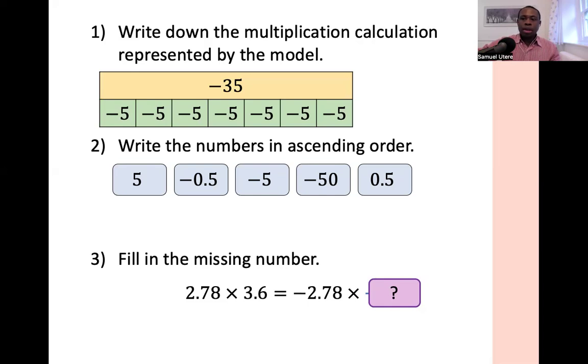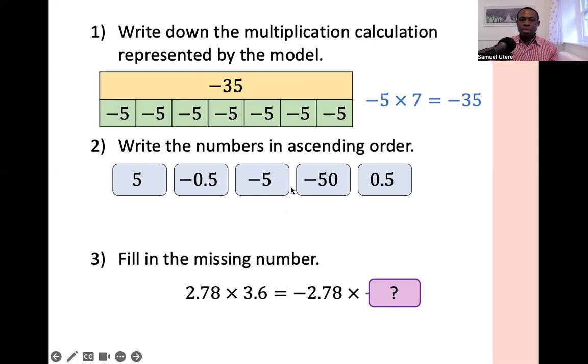Okay, assuming you have paused the video and you've answered the retrieval practice questions, here are the answers. Let's discuss them. So for the first one, you were simply asked to write down the multiplication of the calculation represented by the model. So the multiplication is 7 lots of negative 5 is equal to negative 35.